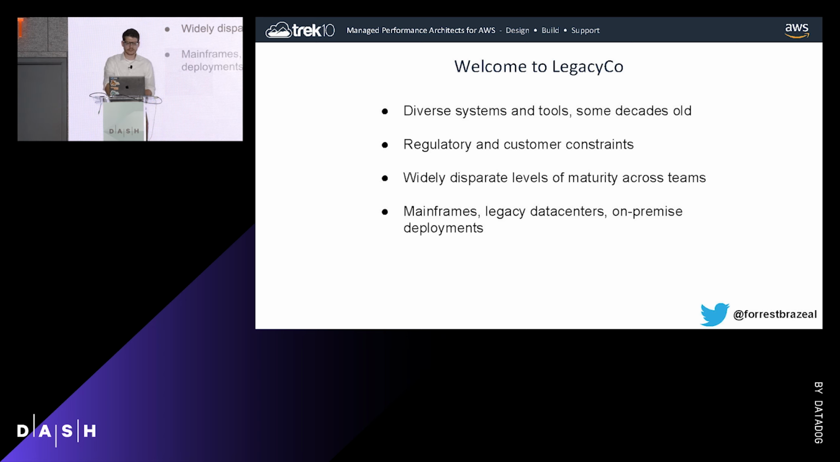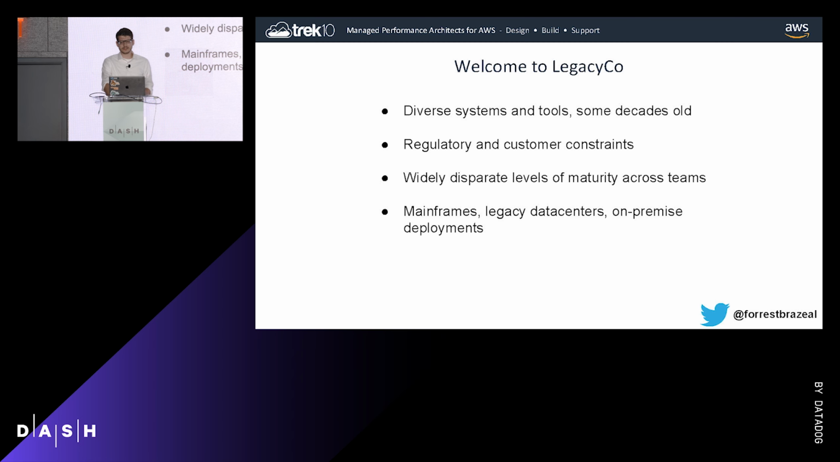And then finally, of course, this software that Legacy Co. creates is deployed in lots of different ways. Mainframes, perhaps, certainly some legacy data centers, maybe even on-premise deployments where you've sold software to customers, they're running it in whatever their own architecture is, and now you're going to bring that back in, you're going to run it for them as a SaaS application.